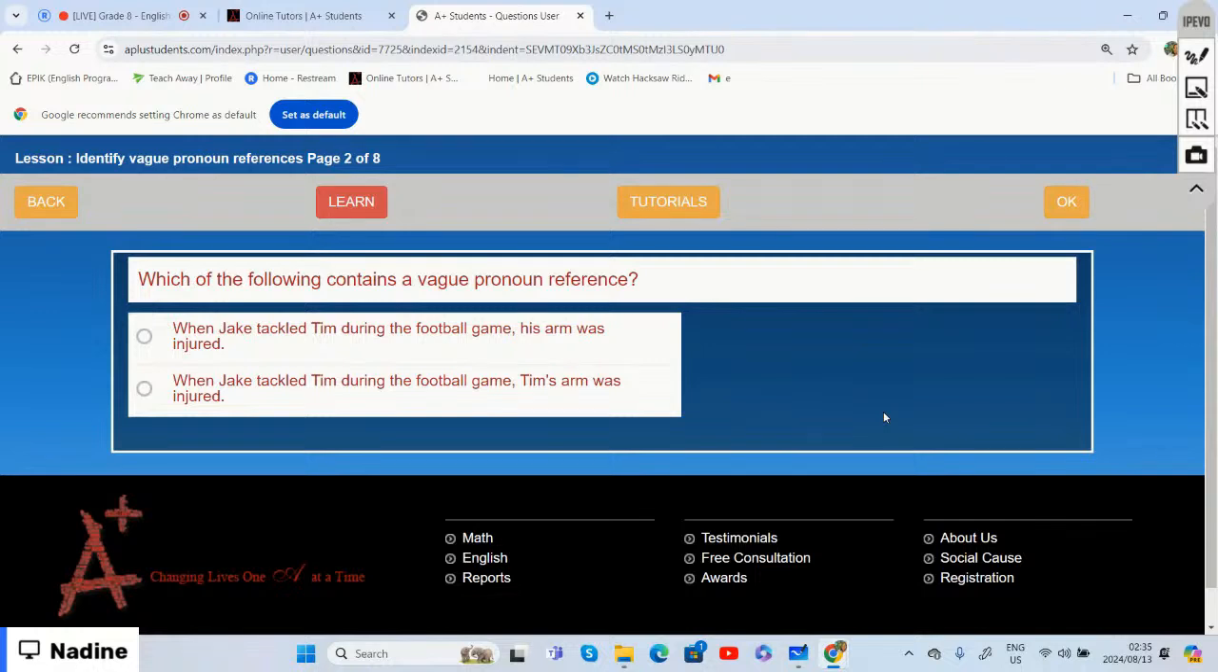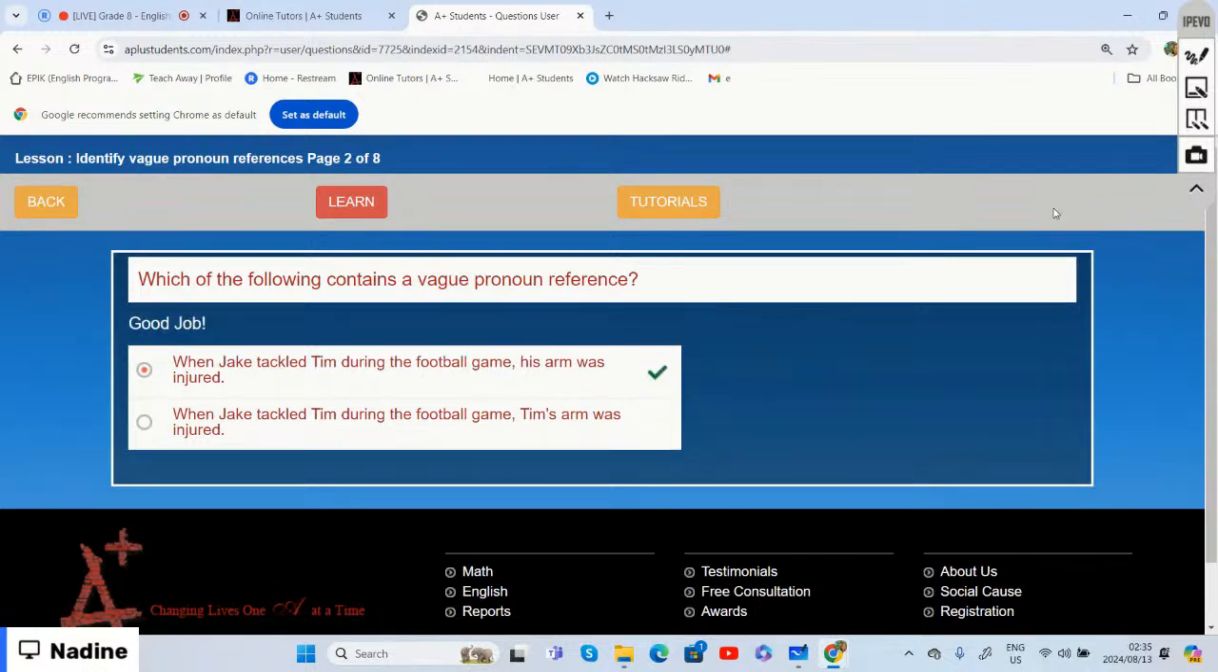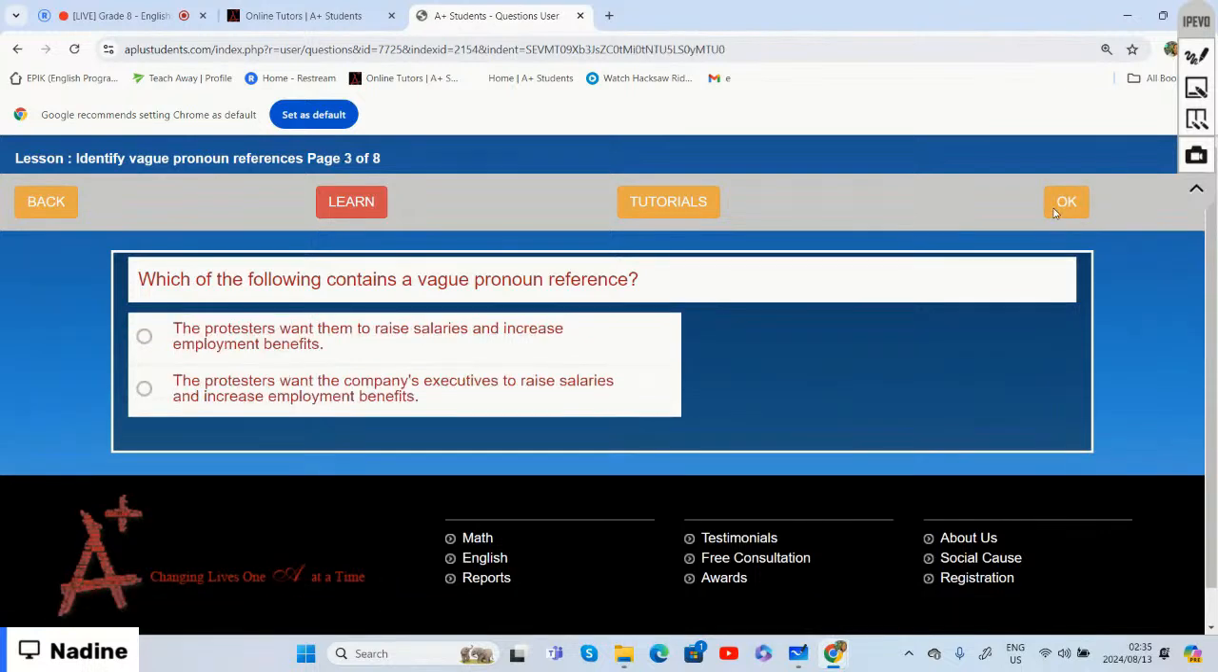All right, and if we were to choose the vague pronoun reference, if we say, when Jake tackled Tim during the football game, his arm injured. Because now we don't know whose arm injured. Was it Jake's arm that was injured during the tackle or Tim's arm? So that is a vague pronoun reference. It is unclear.